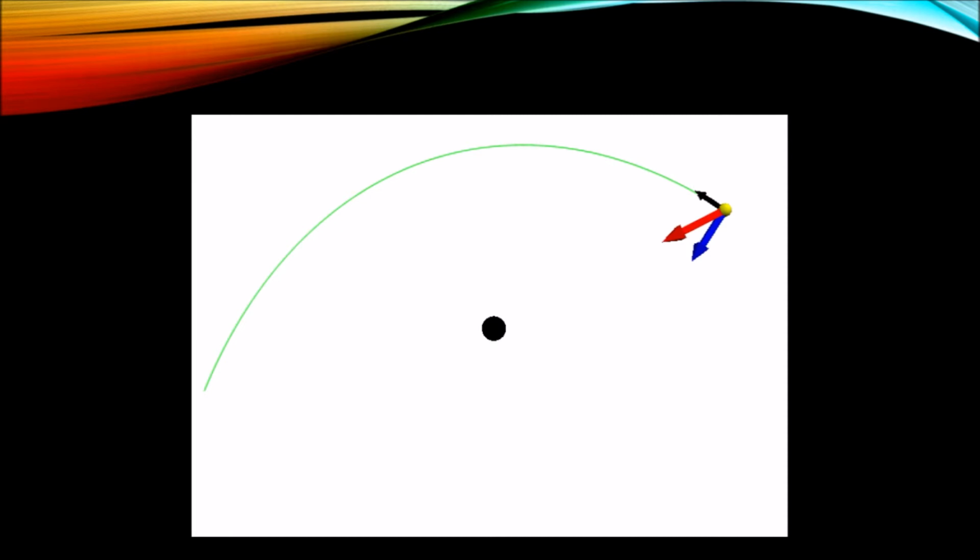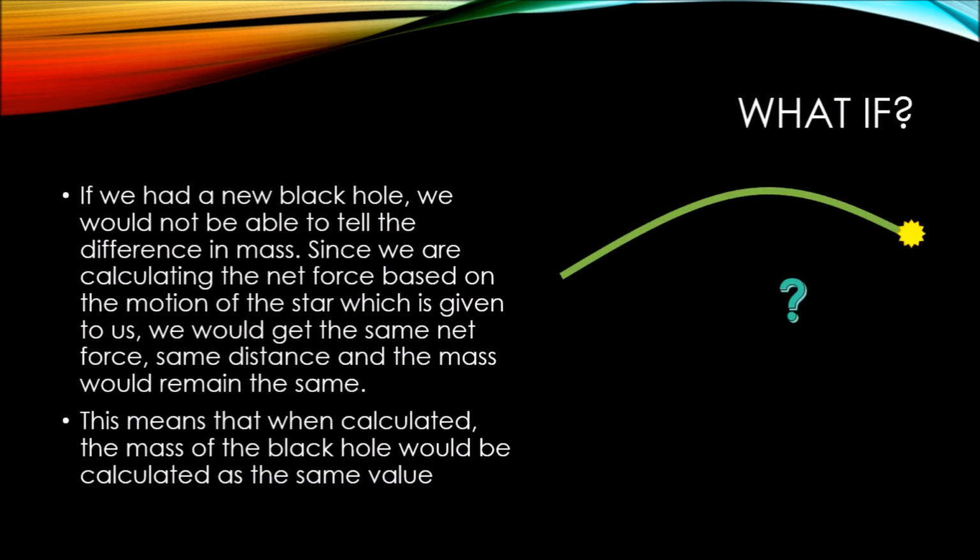So the reason we break it down into two components is so that we can see which force is actually changing the velocity of the object and which force is actually changing its direction. So by using Newton's law of gravitation in the code, we did come up with a mass for the black hole that was quite accurate to the calculated value. However, with the way we calculated the mass, there are some problems, which we can discuss in the what if question. So the flaw in our calculation can be seen when we answer the what if question.